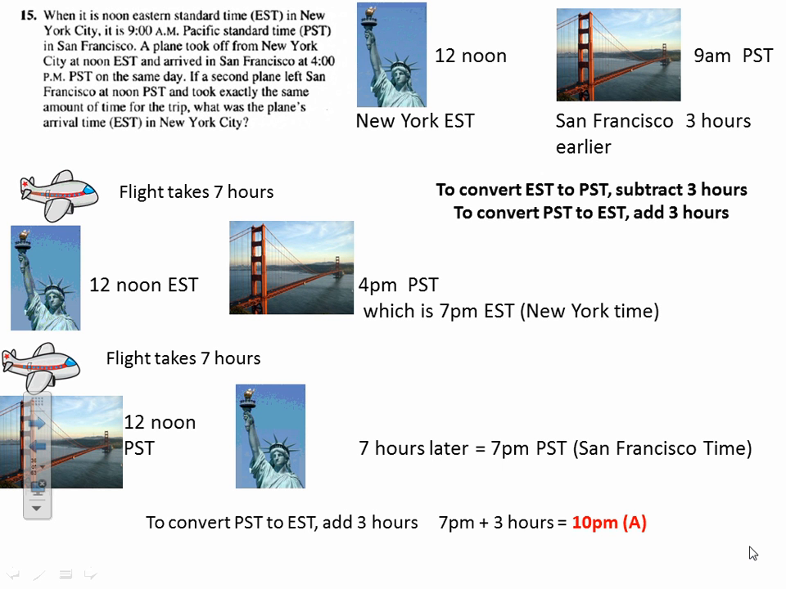This is an explanation for question 15 in test 6, section 2. So it says, when it's noon Eastern Standard Time in New York, which I have represented here, it is 9 a.m. Pacific Standard Time in San Francisco.